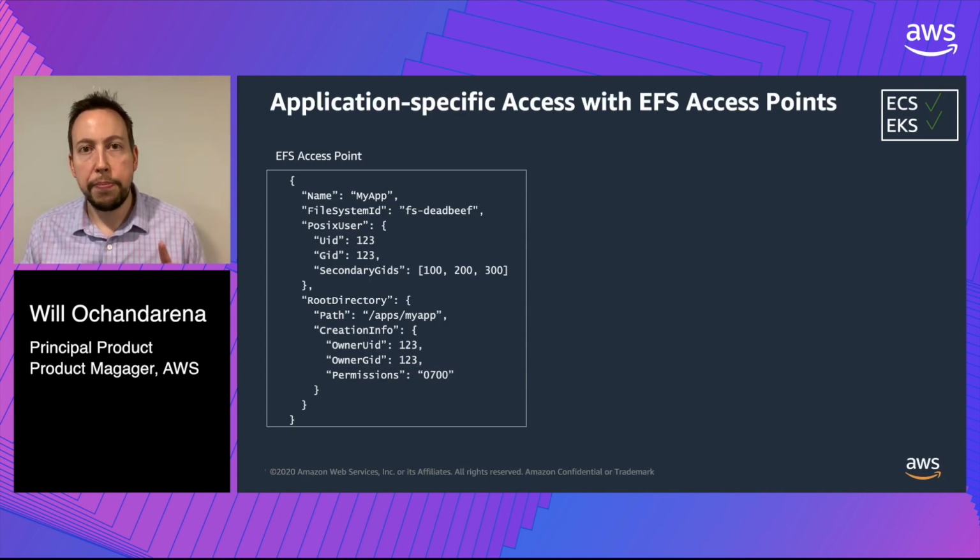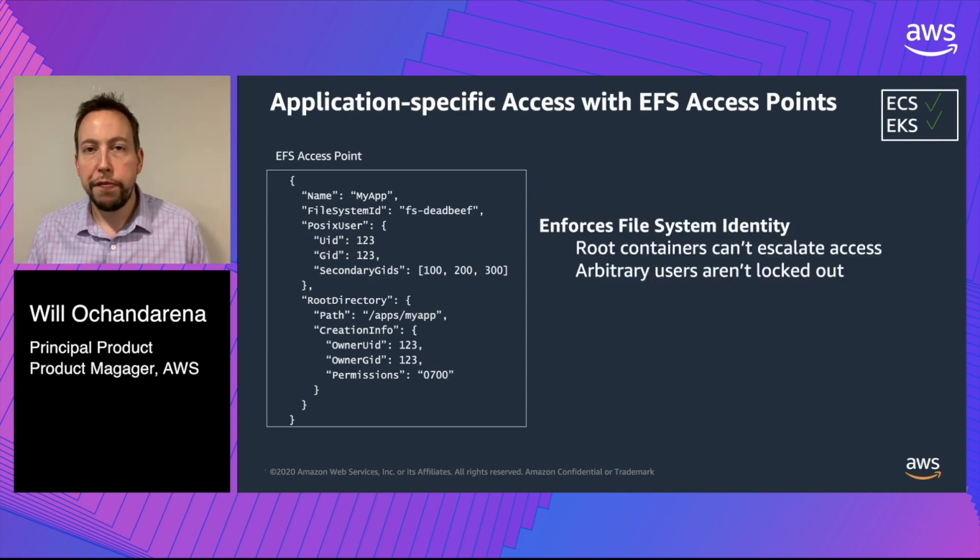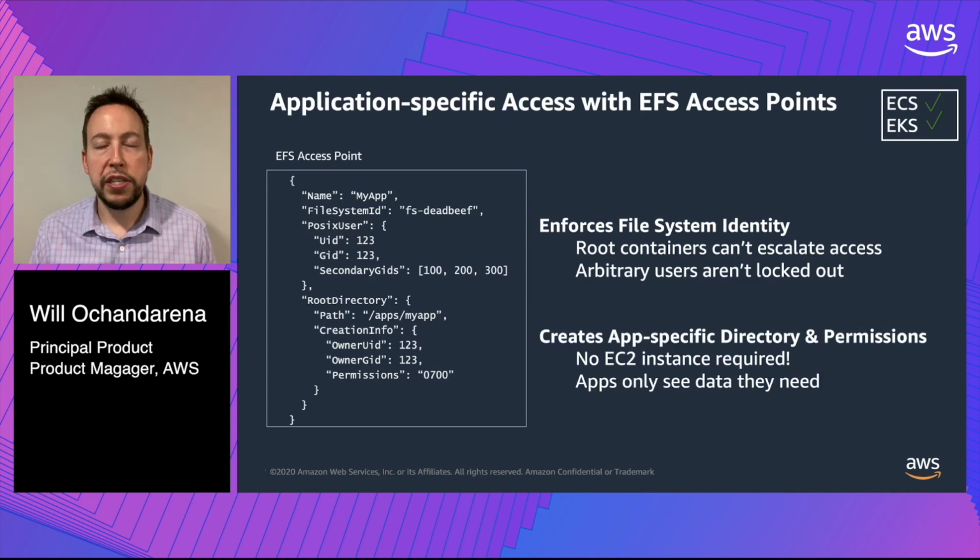So just to recap, there's two key benefits that you get by using EFS access points. First is you're enforcing the file system identity of a particular application rather than trusting the identity of the container as it was built. Next is you can create application-specific directory and permissions so that you don't have to create an EC2 instance, mount your file system, create directory, chmod it to the permissions and other things before you can run your app. You can just do it in one step and then run your app directly.